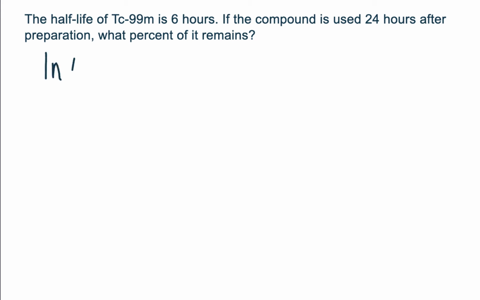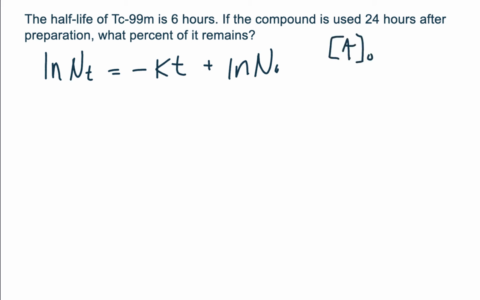We have our natural log of the number of nuclei at time t equal to negative k, which is the rate constant, times the time, plus the ln of the number of nuclei that there was originally. So this is the same as the integrated first-order rate law that we used way back at the beginning, but instead of using A naught, the concentration of A at time 0, we're now using the number of nuclei at time 0 instead.